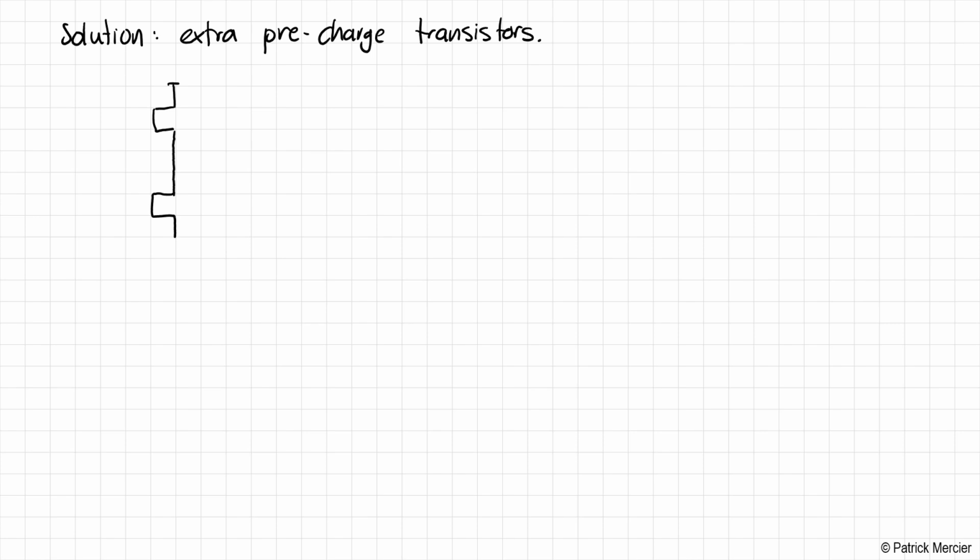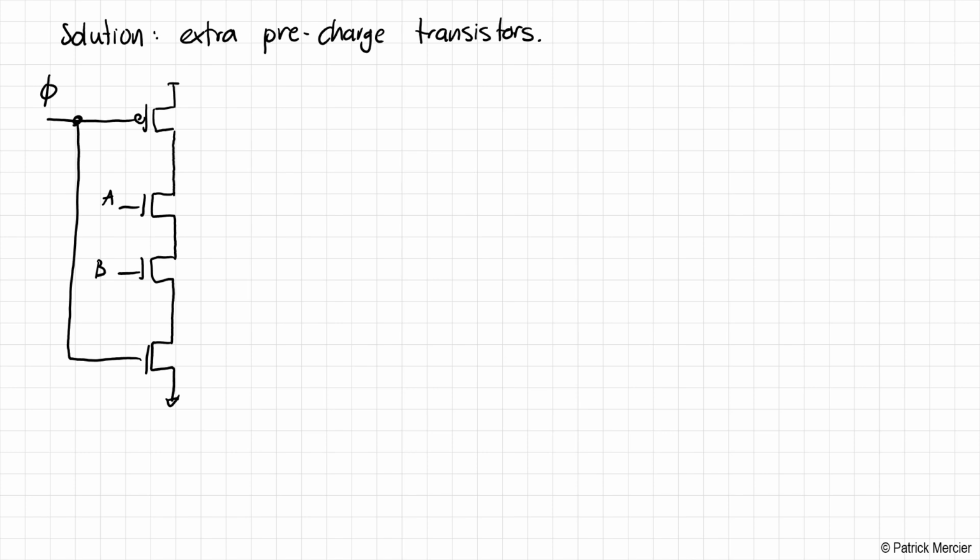So the solution that we're going to suggest here is to use extra pre-charged transistors. So what we do is, as the name implies, we have our normal pre-charged transistor here. We have our NAND gate structure down here, and then our footer device. Okay, so this is our normal dynamic logic gate. So far, nothing has changed. This is A, this is B. Okay, this is the output Y.